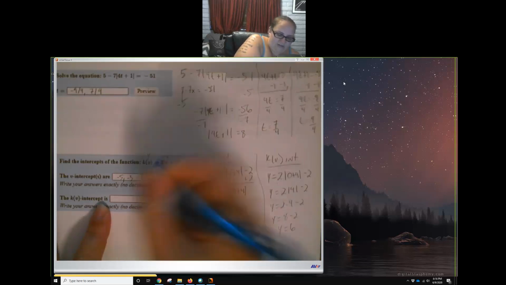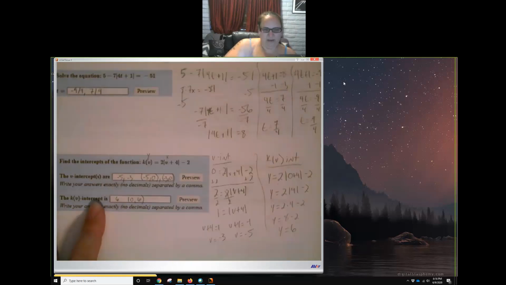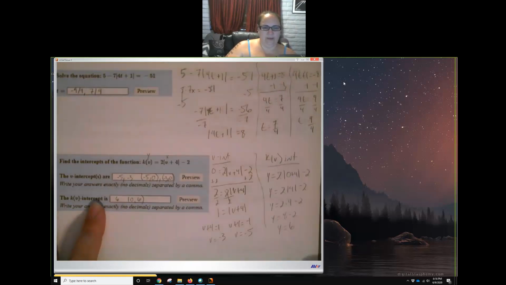So then again, I'm not sure if they want 6 or they want 0, 6, but it's going to be one of those two. I feel like when it says intercepts, it usually wants points, but I honestly don't remember.